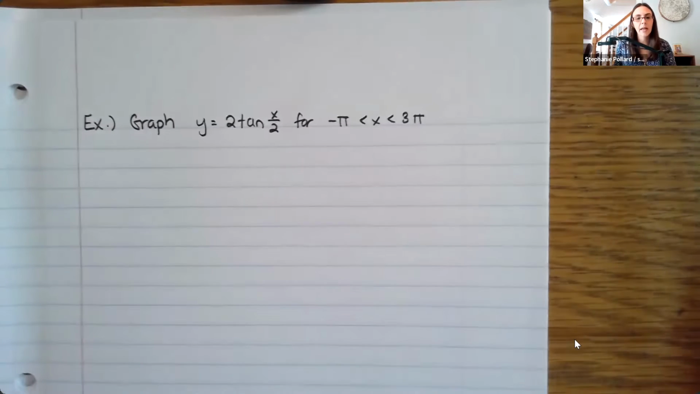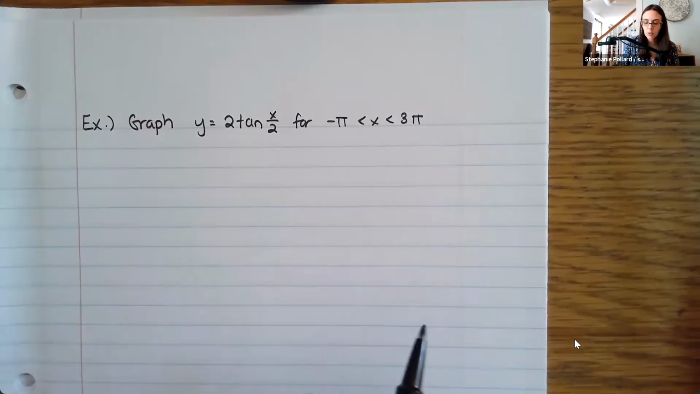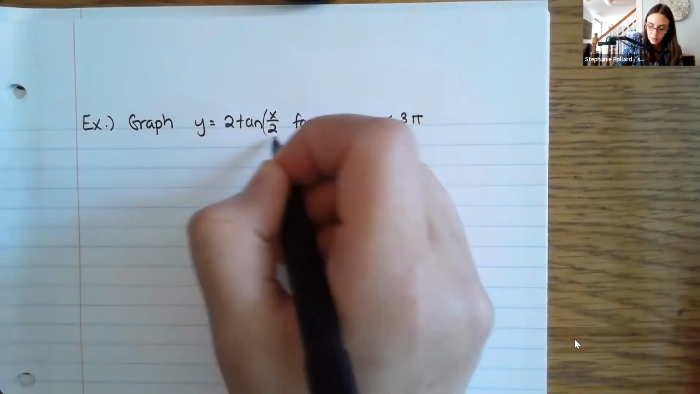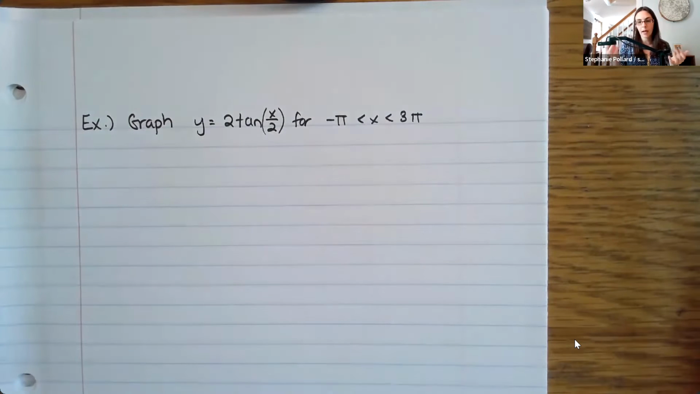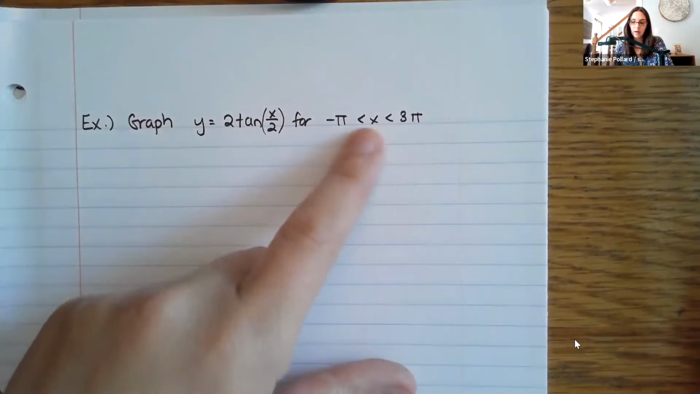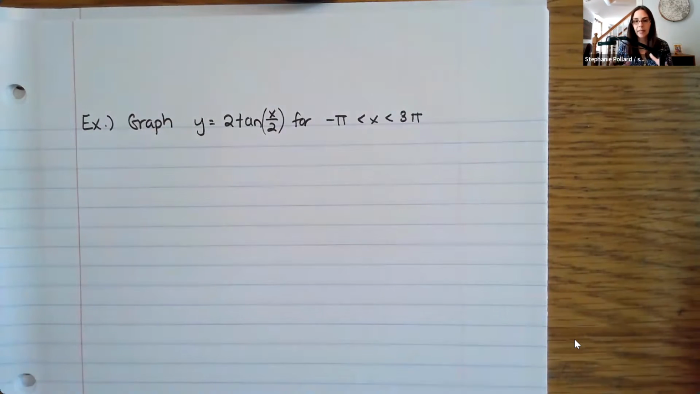So we're going to graph y equals 2 times tangent of (x over 2). You don't have to, but if you find it helpful, you can put that in parentheses just to remind you that this is being plugged into the tangent function. And they want it over the grid from negative pi to 3 pi. Now, this isn't necessarily your period here, just where they want to see it on the xy plane.